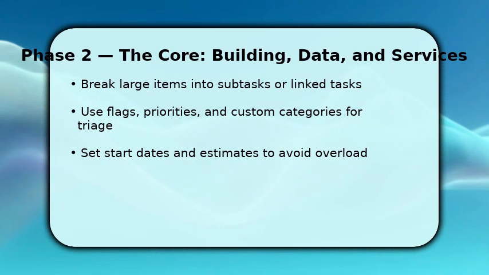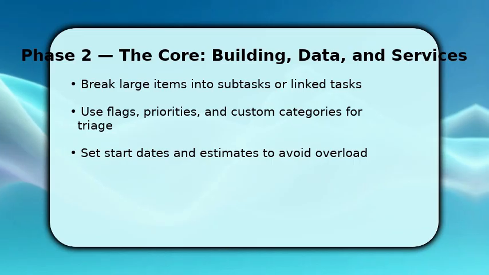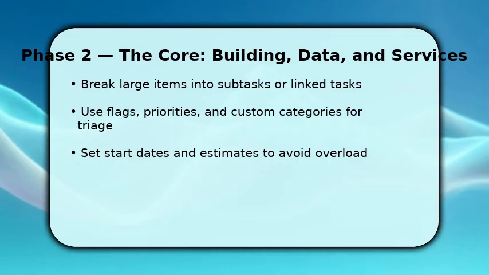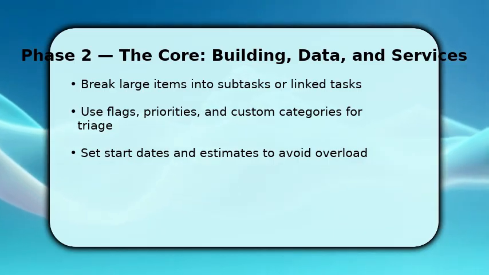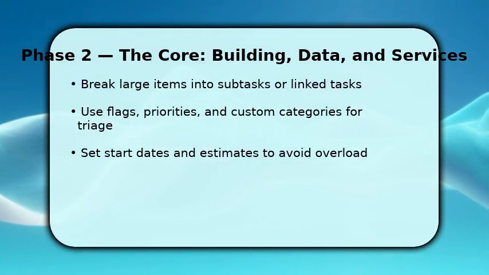Next, refine each task into practical steps. Split big tasks into subtasks or link tasks so you can track progress. Use flags and priority levels to triage what you'll do today versus this week. Categories let you view by context. Once subtasks exist, add start dates and time estimates so your schedule reflects reality.